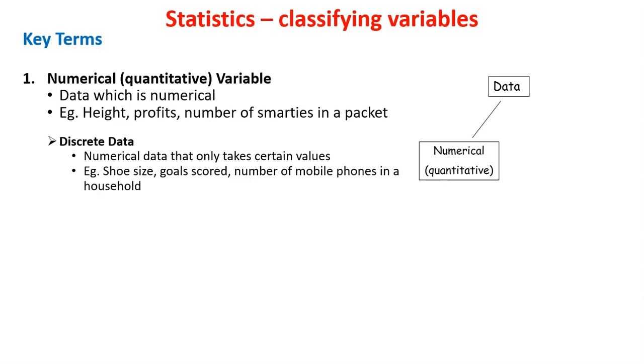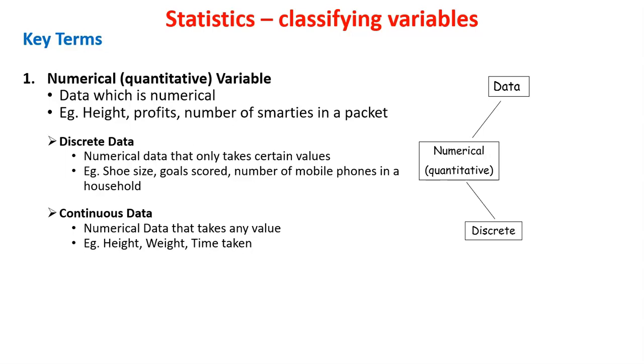Even with goals scored, you can score 1 goal, 2 goals. You don't score 1.75 goals, or you don't score 1.3 goals. Number of mobile phones in a household, for example, that's another one that would be classified as discrete. You're only going to have a whole number. It's either going to be 2, 3, 4, 5 mobile phones. You can't have 5 3/4 or 5.75. Okay, so that's what we call discrete data. So they must have certain values only. So that's one of them.